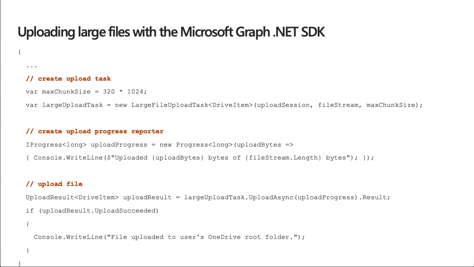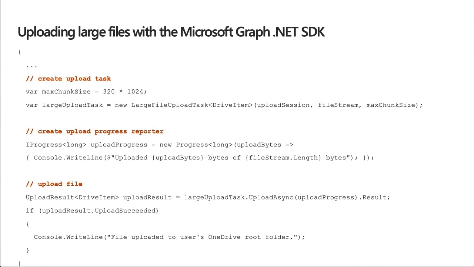Now here's more of the code. What I'm doing is creating the upload task. Now what you see here is I'm figuring out the maximum size of the file that I'm going to upload. So I'm creating a large file upload task by passing in the session, the file stream, and the maximum chunk size. I'm then going to create an upload progress reporter. This is one of the cool things that the Microsoft Graph .NET SDK provides us. When I create this progress reporter, it's a function that's going to write something out to the console every time we get a response back for a new chunk that we've uploaded.